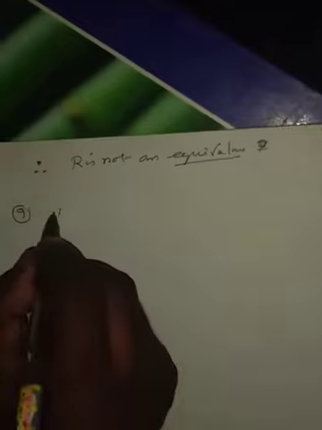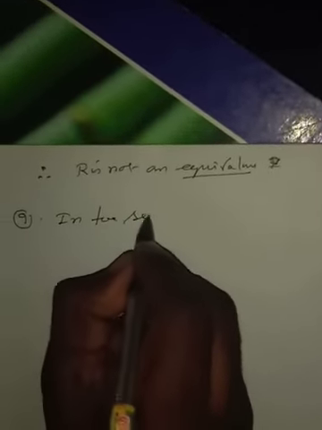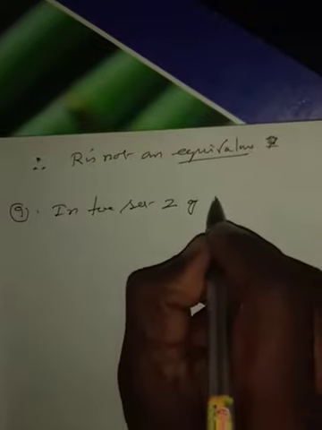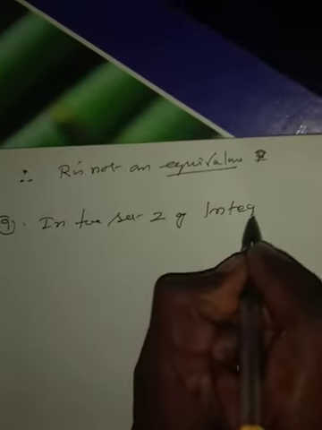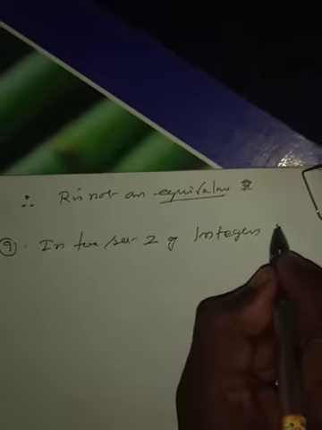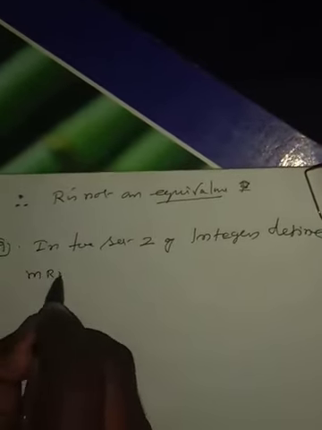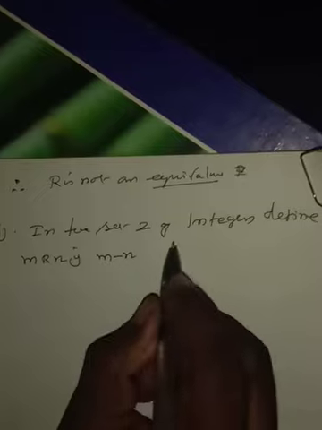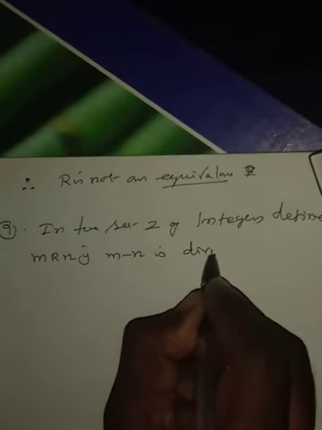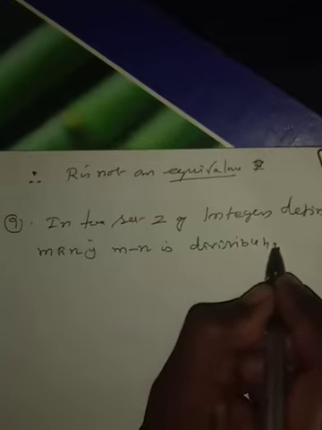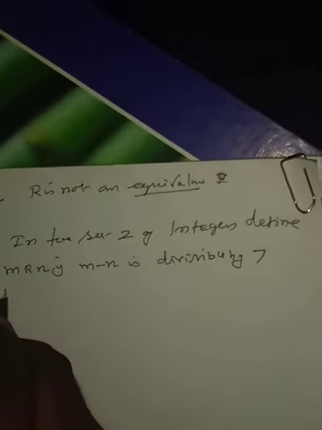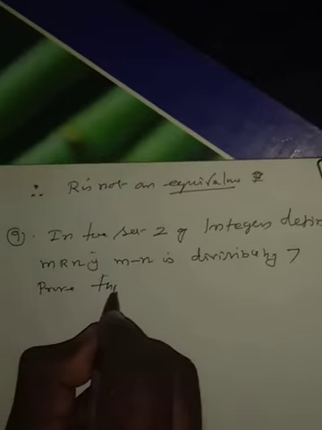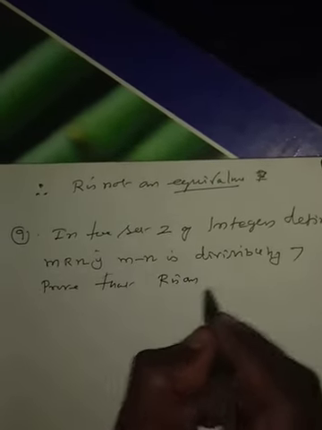In the set of integers, define m relation n if m minus n is divisible by 7. Prove that R is an equivalence relation.